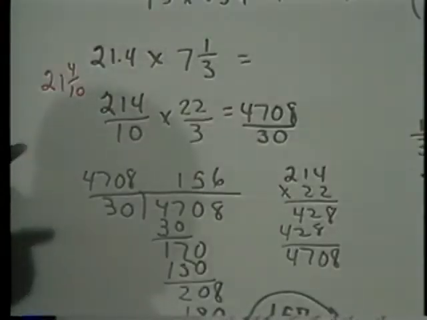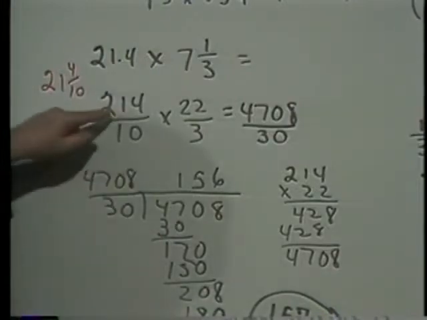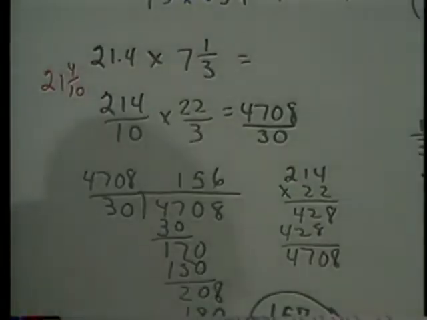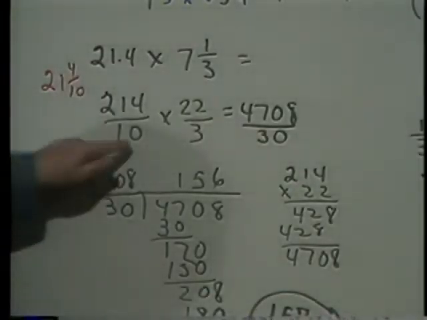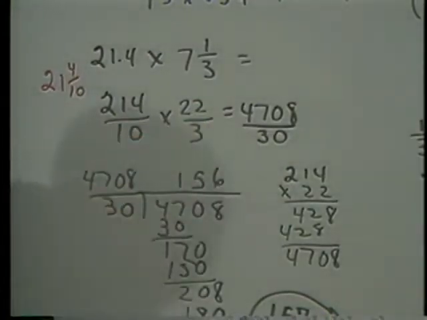But the thing I'm leading up to is the calculator won't give us the 4,708 unless we know enough to have it multiply 214 by 22. Then 10 times 3 is 30. So as an improper fraction, the answer to this problem is 4,708 over 30 miles.